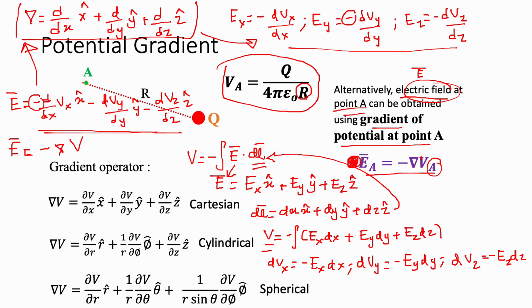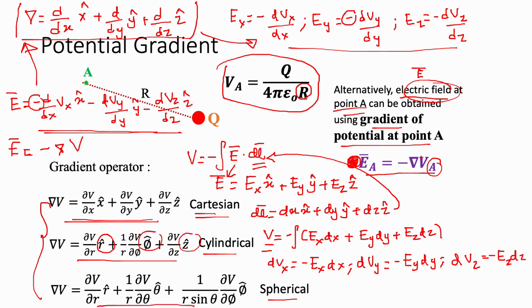This Garrod, or this gradient operator here, depends on the orthogonal coordinate system. So if it is for Cartesian, it is going to give as such. For cylindrical, it will become as such, where you need to change the variables, and for spherical, it will become as such. You don't have to be worried. All of this will be provided to you if it is necessary in your test or in your exam. Alright?